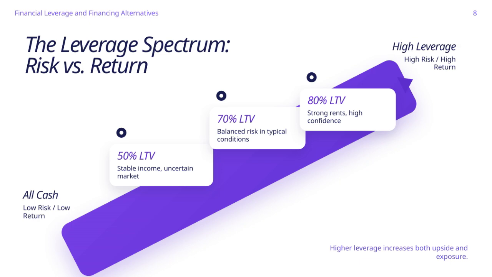As leverage increases to around 70% LTV, the risk and return balance out, reflecting typical market conditions. At the higher end, with 80% LTV, there's strong rental income and high confidence, but also more exposure to market fluctuations. Essentially, higher leverage can amplify your potential gains, but also increases your risk. So it's important to carefully consider where you fall on the spectrum when choosing financing strategies.